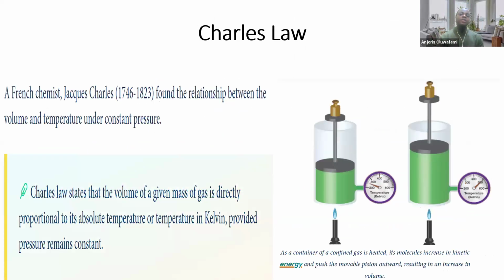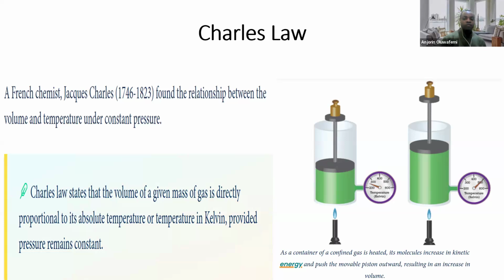Okay, let's jump into gas laws now. The first one we are looking at is Charles' law. A French chemist named Jacques Charles found the relationship between volume and temperature under constant pressure. And what does Charles' law state? Charles' law states that the volume of a given mass of gas is directly proportional to its absolute temperature, or temperature in Kelvin, provided pressure remains constant.